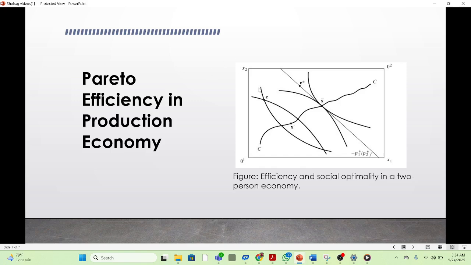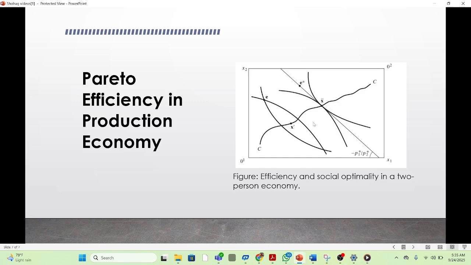Points E and E star are inefficient allocations. At these points it is possible to make one person better off without hurting the other, because they are inside the PPF, the production possibility frontier, or non-tangent with the indifference curve.